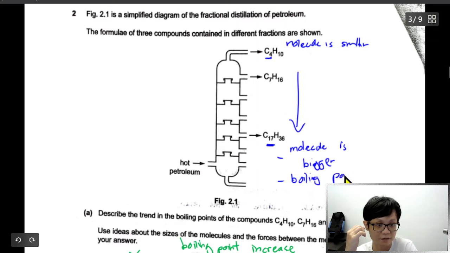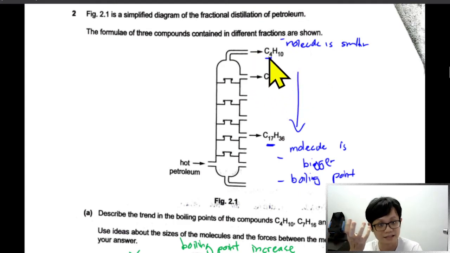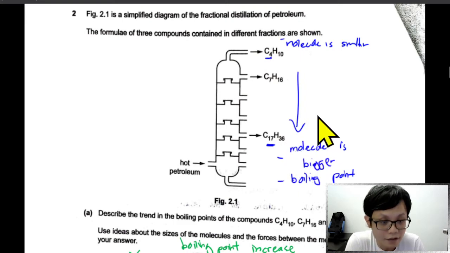Correct? Higher boiling point, and down here is the lesser boiling point because it is a gas. Correct? Not usually exit as a gas. Okay, so we know this.